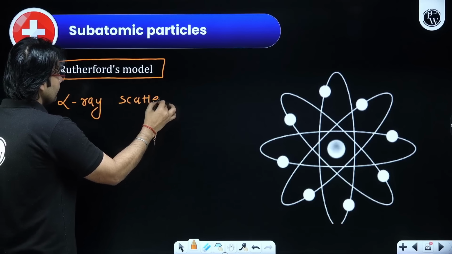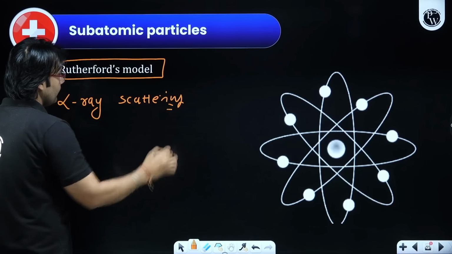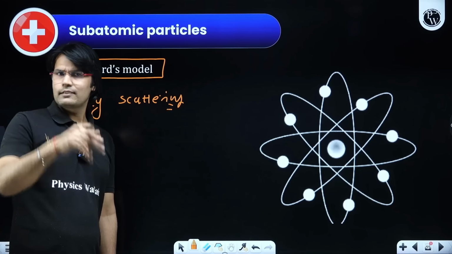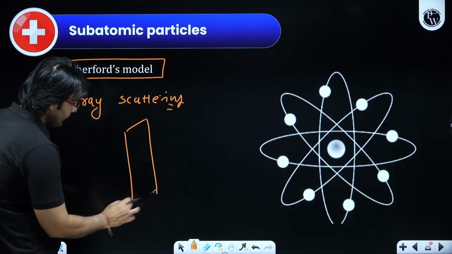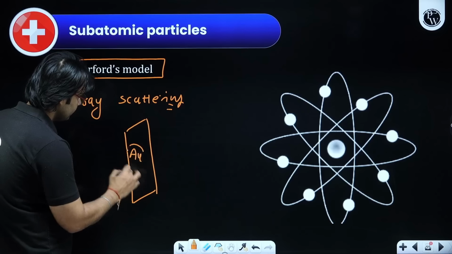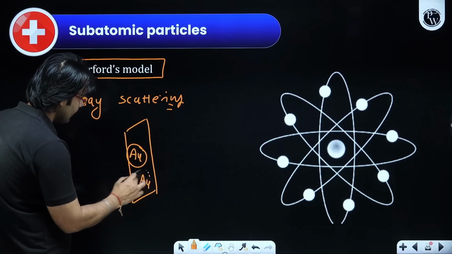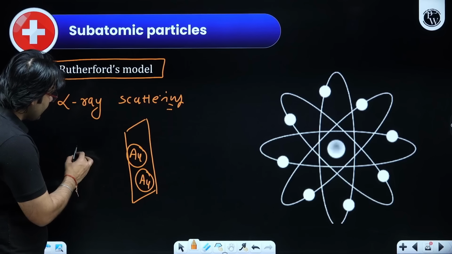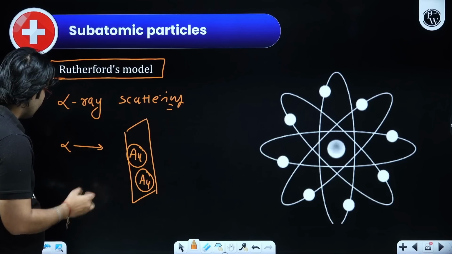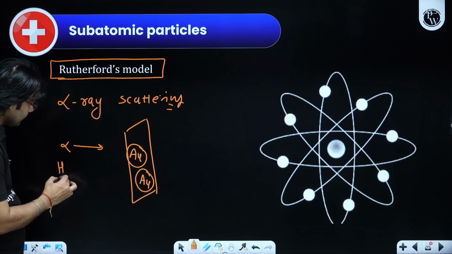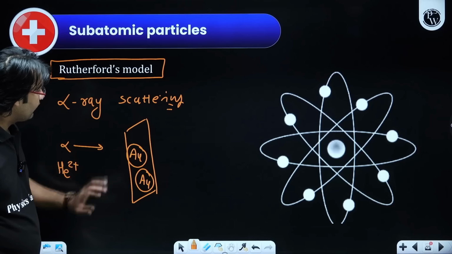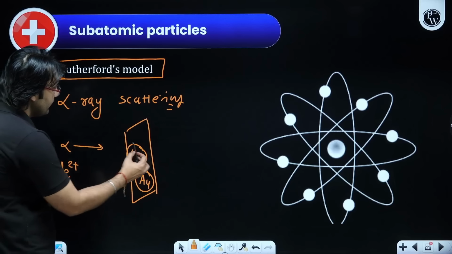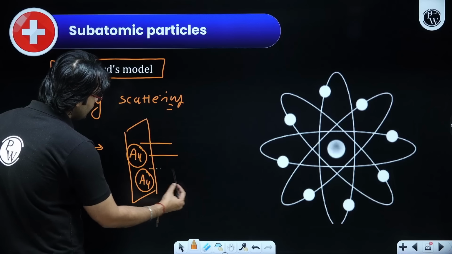Alpha ray scattering experiment. Remember in your 9th class, you take a gold foil, a very thin sheet of gold. Gold atoms are very large in size. You bombard alpha particles on it. Alpha particles are nothing but your helium nucleus, helium 2 plus ion. When you bombard alpha particles on gold foil, most of the alpha particles pass as it is.